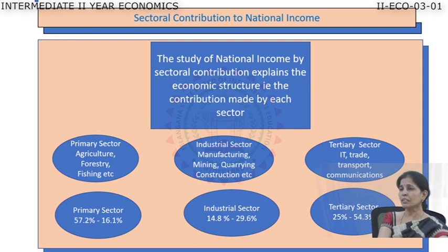What does it explain? It explains the economic structure and the contribution made by each sector. In our economy, we have 3 major sectors. The primary sector means agriculture, forestry, fishing, poultry farming, dairy farming. The industrial sector, the secondary sector, covers manufacturing, mining, quarrying, construction.